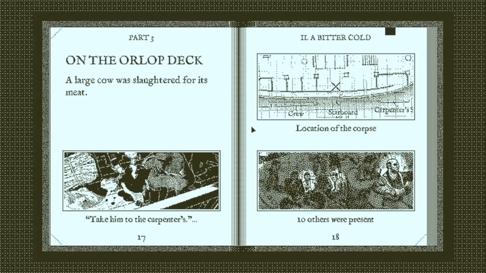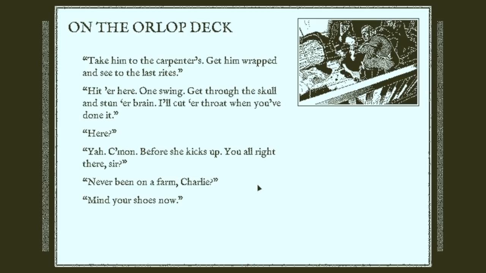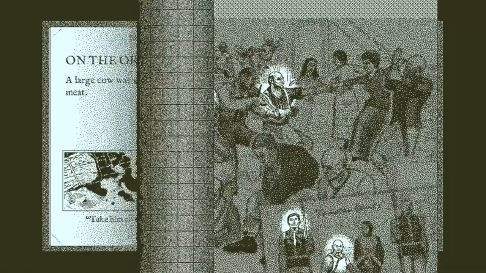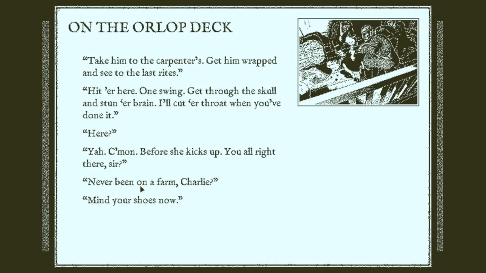Okay, so get him wrapped, see to his last rites. Interesting. So there's a whole other thing going on here right now. But get him, dude, wrapped and do what? Someone needed to be wrapped. I don't know who needed to be wrapped, but someone needed to be wrapped for sure. No, I thought that was the cow. Go back. They're going to wrap the cow and get him to the carpenter? Wait, let me see what it says. Take him to the carpenter's, get him wrapped, see to his last rites. And then they're talking about this thing, which I think is, there's a whole other conversation ending before this happens. I think.